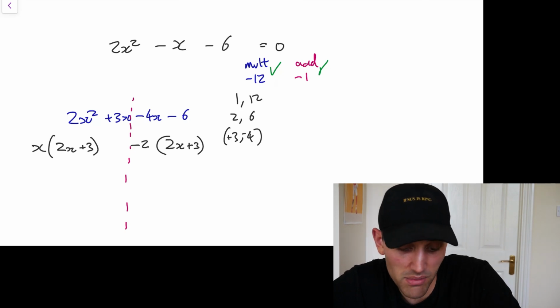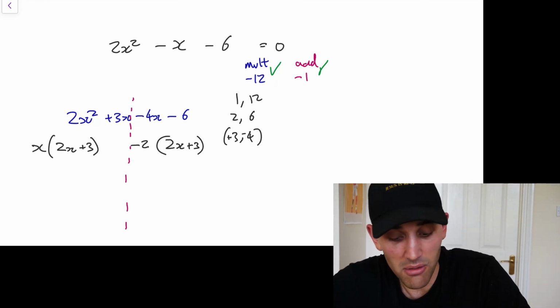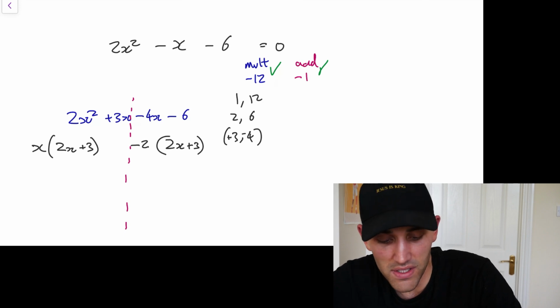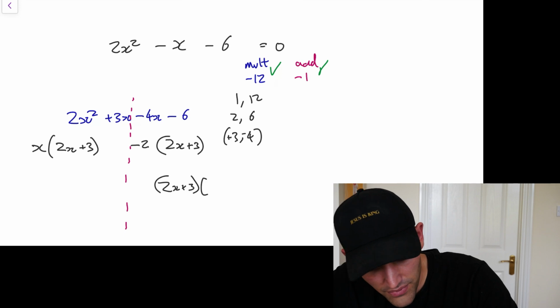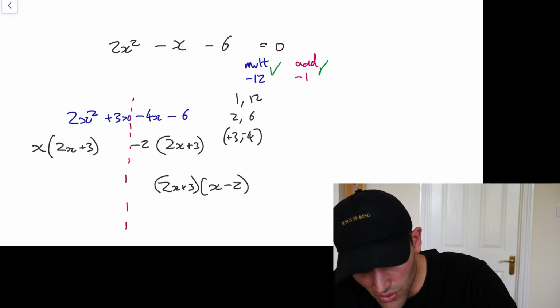So minus 2 times 2x gives me minus 4x. Minus 2 times 3 gives me minus 6. So I can collect the terms and I have 2x plus 3, x minus 2 equals 0.